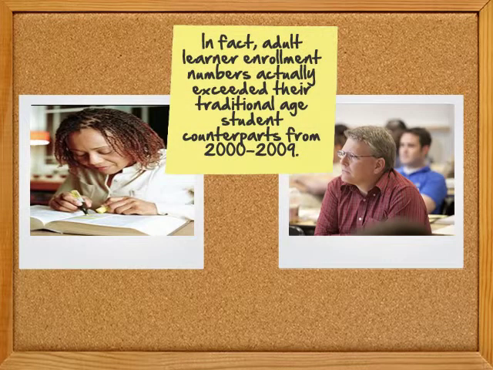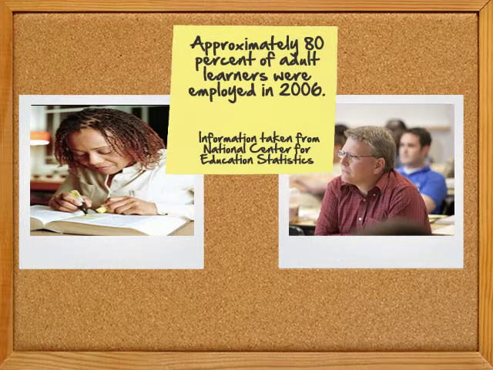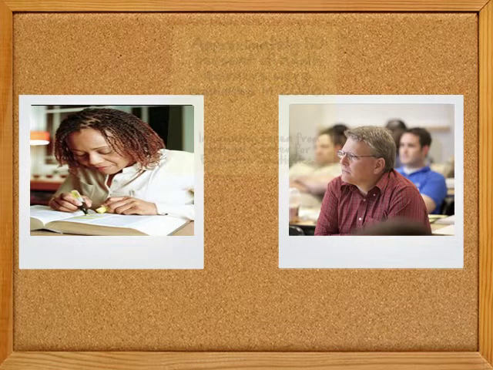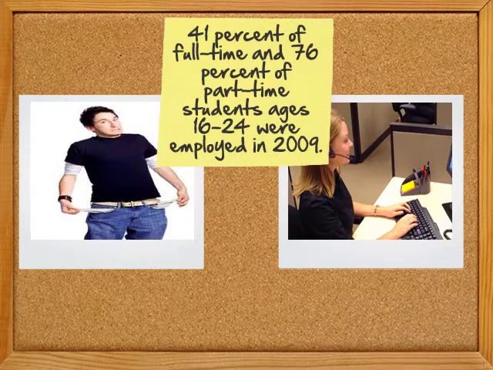In fact, adult learner enrollment numbers actually exceeded their traditional age student counterparts from 2000 to 2009. Approximately 80% of all adult learners were employed in 2006. Many traditional age students also work an increasing number of hours to offset rising tuition costs, according to the National Center for Education Statistics in 2009. 41% of full-time and 76% of part-time college students aged 16 to 24 were employed that year.